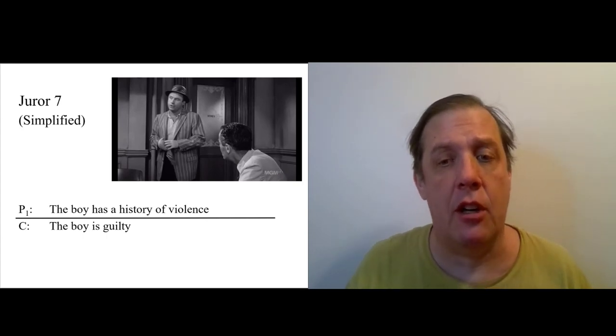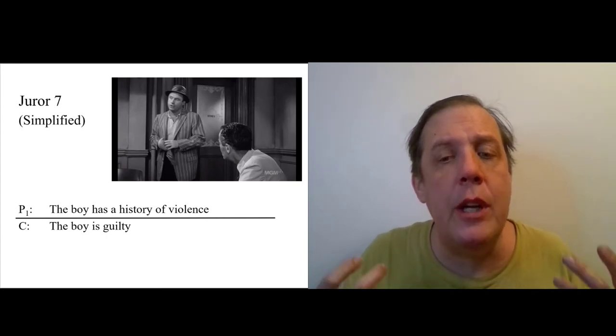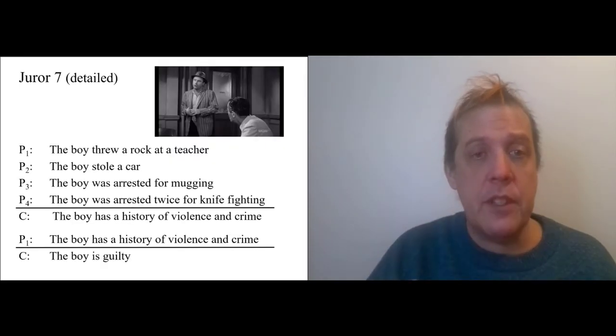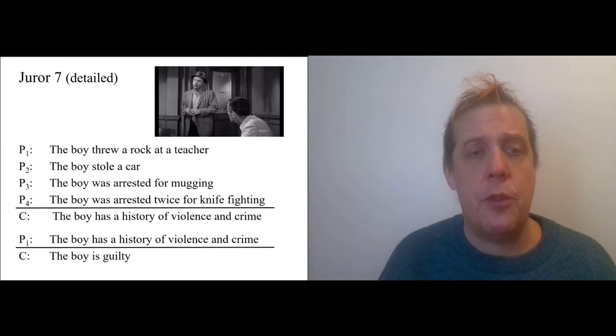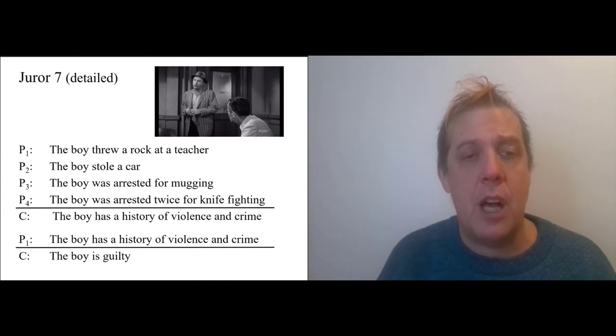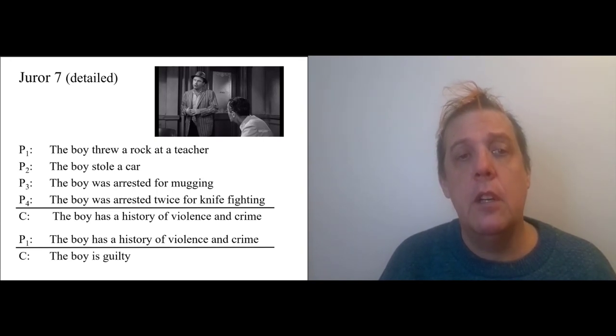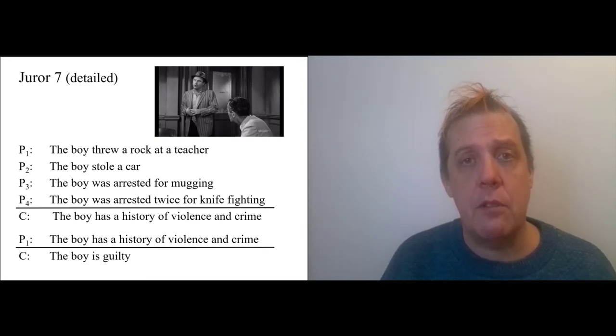That's the basic argument, but why do we know that the boy had a history of violence? Well, he has a whole bunch of examples. He threw a rock at a teacher. He stole a car. He was arrested for mugging. He was arrested twice for knife fighting, right? So again, the argument on the bottom here is a simple arrow diagram, premise, arrow, conclusion. The argument on the top is longer and unstructured and gives us the premise of the argument on the bottom.